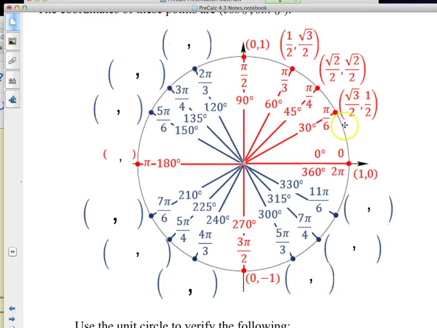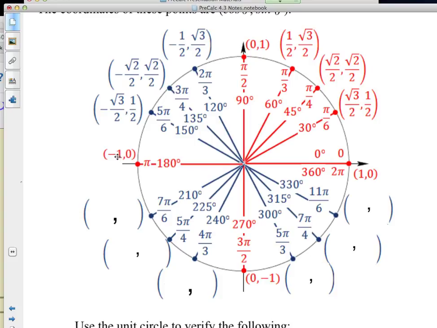Okay, so as I'm working through, I got 5 pi over 6 over here. Well, to get there, I had to go negative square root of 3 over 2 and up 1/2. And over here, for pi over 4, I go negative square root of 2 over 2 and positive square root of 2 over 2. And over here, 2 pi over 3, I go negative 1/2 and I go positive square root of 3 over 2. And then I go negative 1 and 0 to get out here to pi.